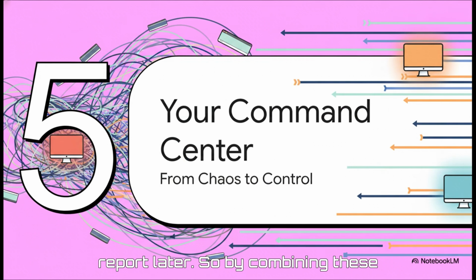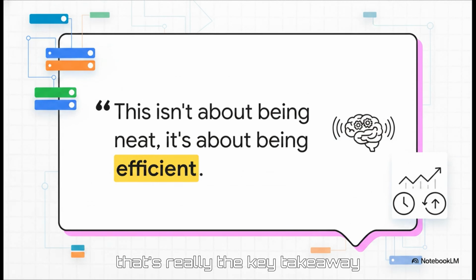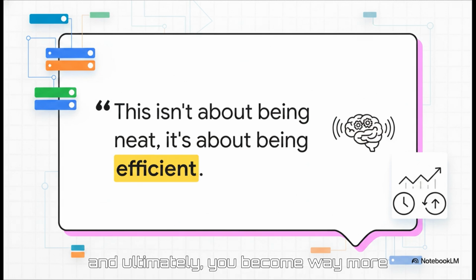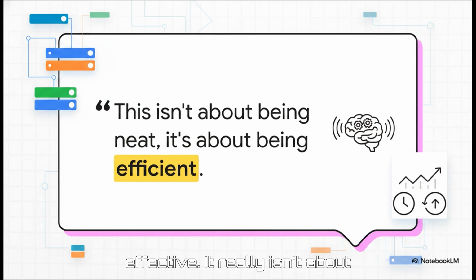So by combining these three simple native tools, you move from a state of total chaos to a state of complete control. Your browser stops being a source of anxiety and becomes what it was always meant to be, a genuine, high-efficiency command center. And that's really the key takeaway here. This is not just an exercise in being tidy. This is about giving yourself a strategic advantage. When your browser is organized, you reduce your cognitive load, you make better decisions faster, and ultimately, you become way more effective. It really isn't about being neat, it's about being efficient.